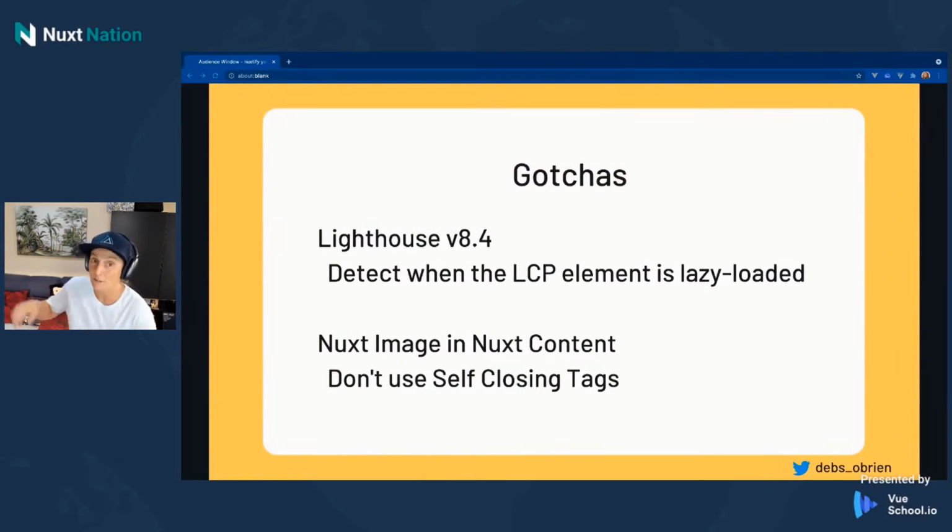Lighthouse version 8.4 is going to be released next week, and they're going to detect when the largest contentful paint element is lazy loaded. So if you're going to lazy load all your images to try and improve your performance, Google's coming after you. So don't lazy load the ones from the first view because they're going to detect that from next week. And Nuxt Image in Nuxt Content: if you're using Nuxt Image in Nuxt Content, don't use self-closing tags, because it won't work. Make sure you have a closing Nuxt Image tag and then it worked perfectly.